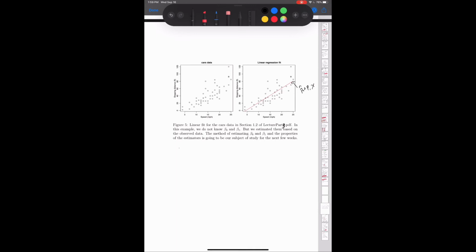And since we don't know them and we estimate them based on data, we call them beta 0 hat and beta 1 hat. Once we have that estimate, we can plot the line and interpret it. The interpretation will be that beta 1 hat means the unit change in x talks about the estimated change in the regression line, right? So that's what we will do next class.